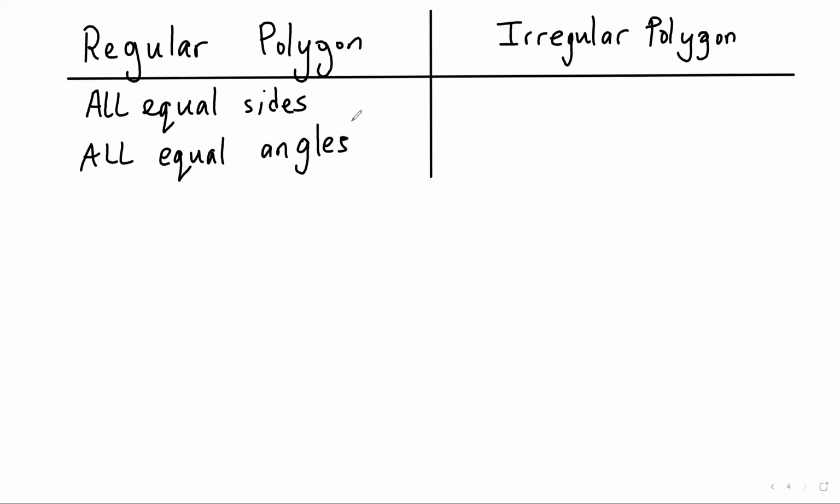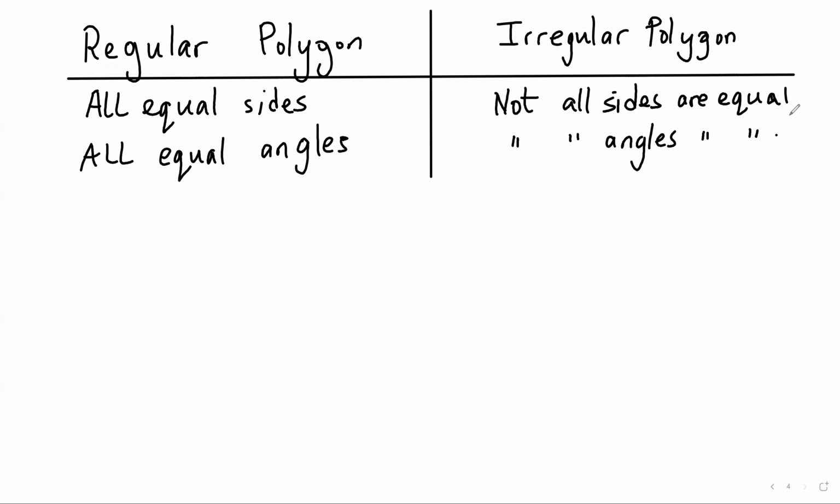Whereas irregular polygons do not have equal sides, or we should say not all sides are equal, because it could have two equal sides, or some equal sides and some that are not equal. So not all sides are equal. And it follows that if not all the sides are equal, then not all the angles are equal either.